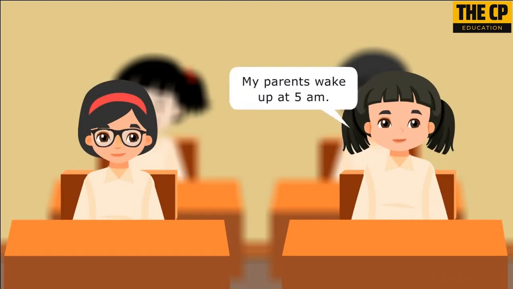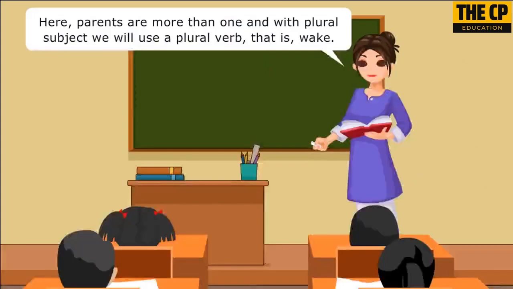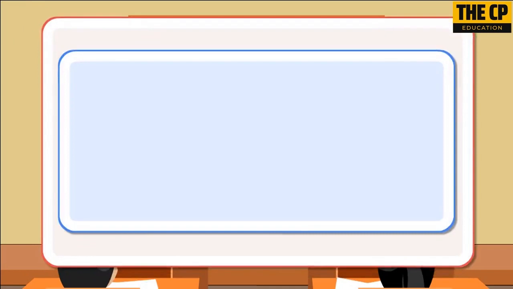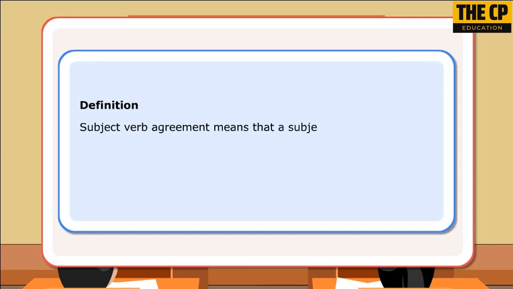My parents wake up at 5 a.m. You are right. Here, parents are more than one, and with plural subject, we will use a plural verb, that is, wake. Definition. Subject-verb agreement means that a subject must agree with its verb in number and person.